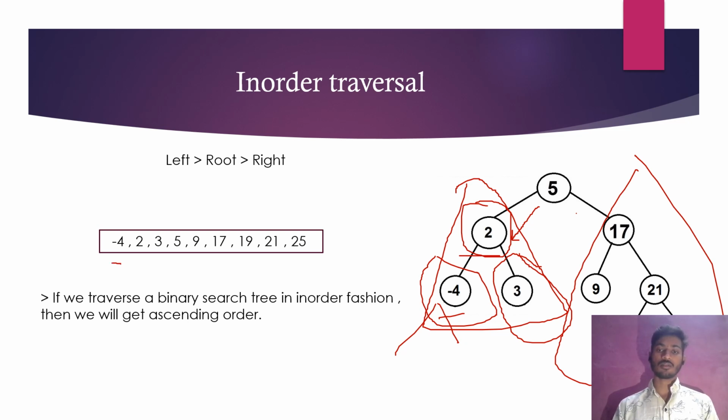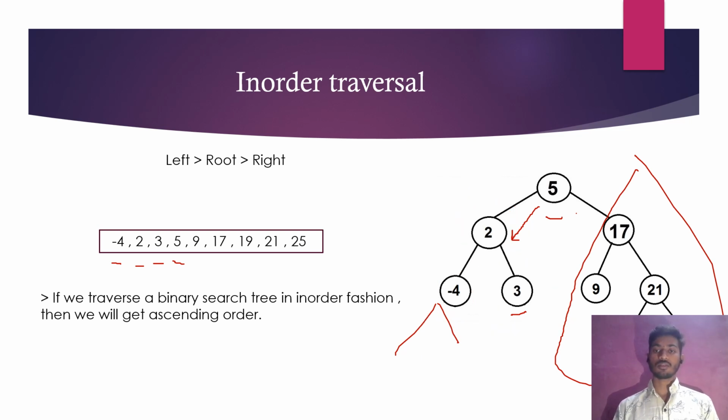-4, and we have to go to the root. Here 2 is the root node, so 2, and the right part of this is 3. We have to add this 3 to the in-order traversal. Next, we have completed the left subtree of 5. So next we have to go to the root part. Here 5 is the root node, so add this 5 to the in-order traversal. As we completed the left subtree, now we have to go to the right part of the tree.